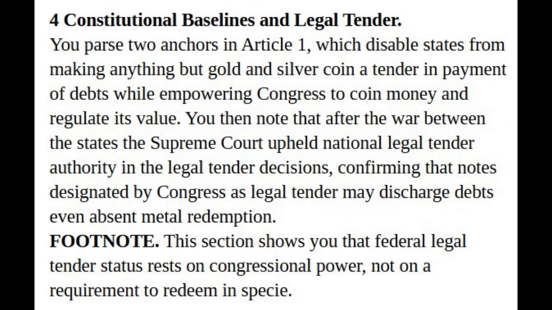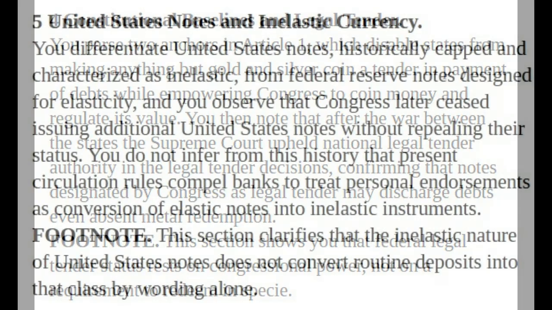4. Constitutional baselines and legal tender. You parse two anchors in Article 1, which disable states from making anything but gold and silver coin a tender in payment of debts while empowering Congress to coin money and regulate its value. You then note that after the war between the states the Supreme Court upheld national legal tender authority in the legal tender decisions, confirming that notes designated by Congress as legal tender may discharge debts even absent metal redemption. Footnote. This section shows you that federal legal tender status rests on congressional power, not on a requirement to redeem in specie.